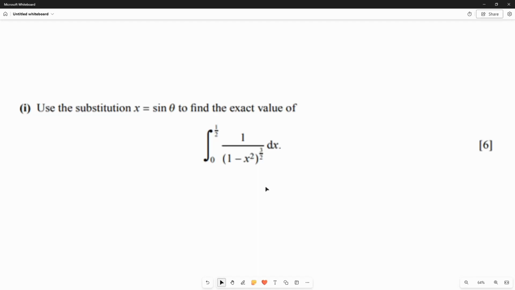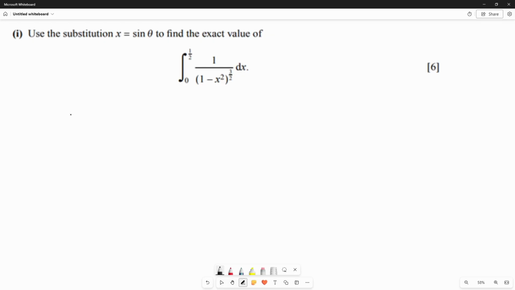I'm going to be walking you through an integration by substitution question. I'd recommend you pause the video now and attempt the question yourself. So the first thing I'm going to do is rewrite out the integral over here, and they've given us the substitution x equals sine theta.